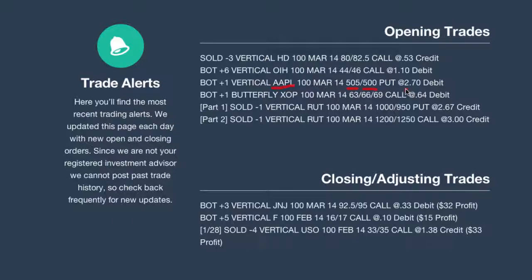Paid a debit of $270 per spread on that. Again, a little bit over mid-price. The difference between the strikes is $5, so we usually like to pay half of that, or $250 in this case. We paid $270. That's okay. It's a little bit over mid-price.